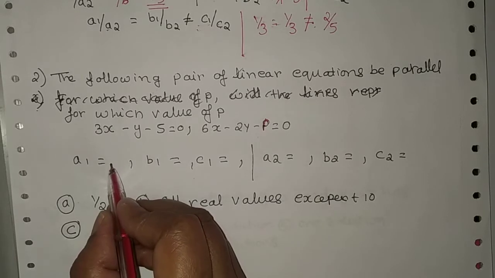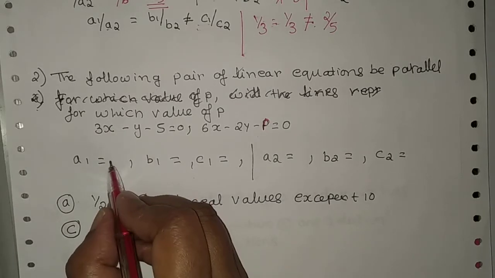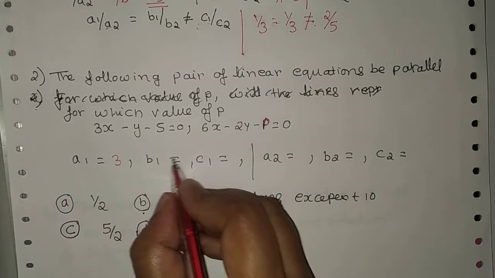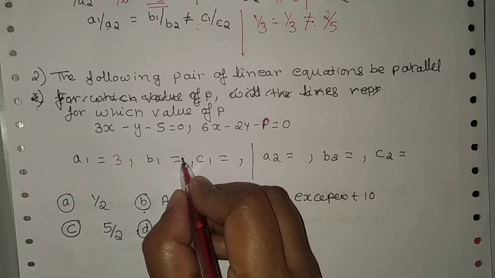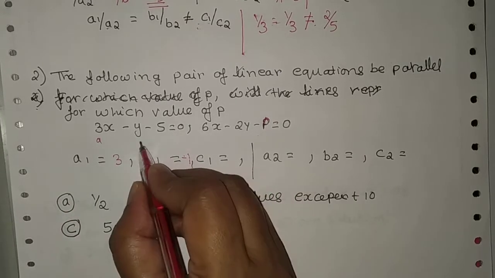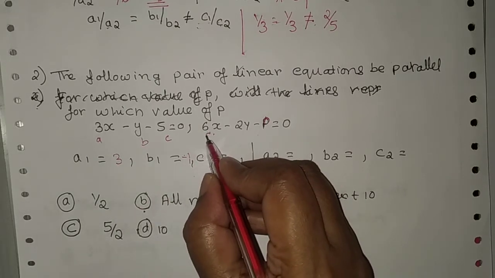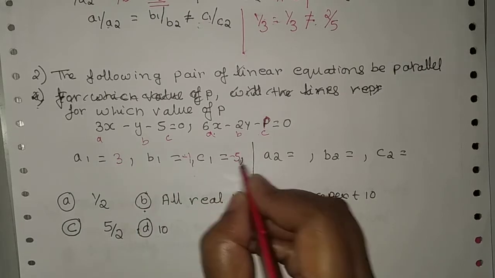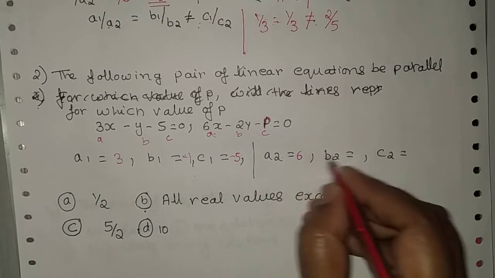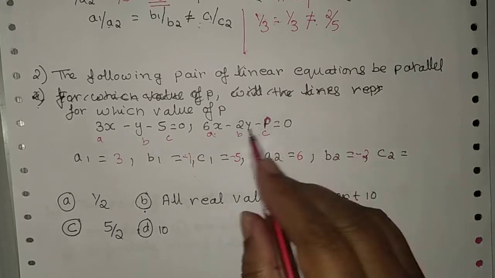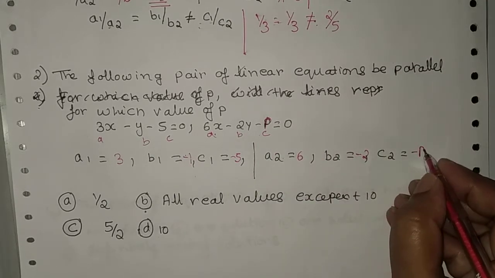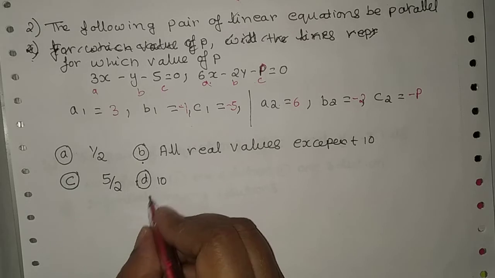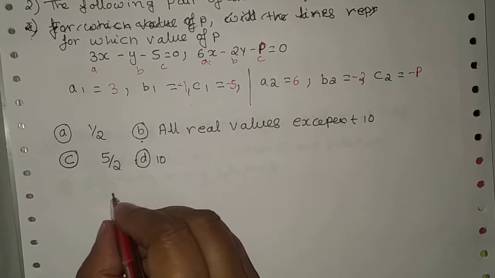Next, a1 is 3, then b1 is minus 1 and c1 is minus 5. Similarly a2 here is 6, b2 is minus 2, c2 is what? Minus p. A variable is given. So after writing this, the next step is the same thing as the previous problem.